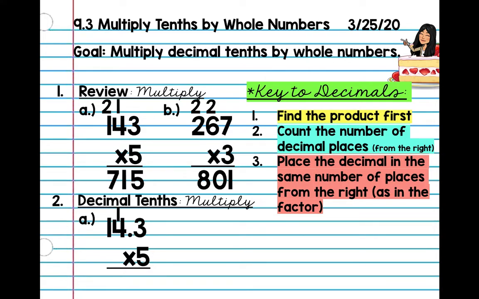Okay, let's begin. 5 times 3 is 15, so I got 1 and my 5. Then 5 times 4 plus 1, 21. And then 5 times 1 plus 2 is 7. So we already did number 1. Now we're going to do number 2. It is 1 decimal place, so I'm going to do the same thing. Number 3, I'm just going to put my decimal. So 14.3 times 5 is 71.5. If you look, we did the same exact thing. We just counted the decimal place at the end. And that's all you have to remember for decimals.